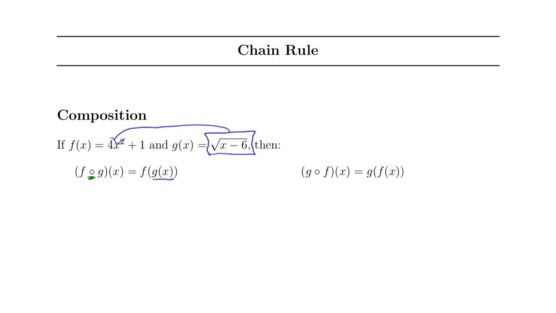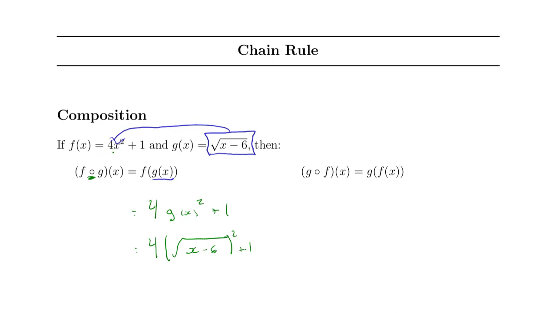So what we have here is we could write it as 4 times g of x squared plus 1, but since we know what g of x is, we can rewrite this as 4 times the square root of x minus 6 squared plus 1. Notice that before I simplify it, our function looks like 4 times something squared plus 1.